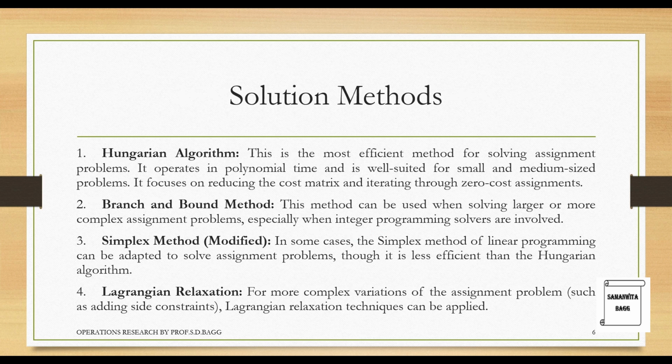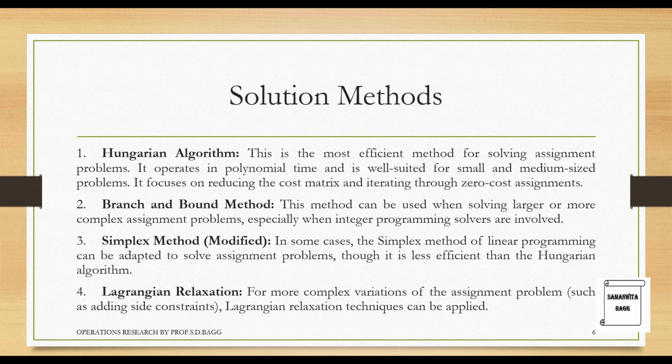Solution methods. Hungarian algorithm. This is the most efficient method for solving assignment problems. It operates in polynomial time and is well suited for small and medium sized problems. It focuses on reducing the cost matrix and iterating through zero cost assignments.